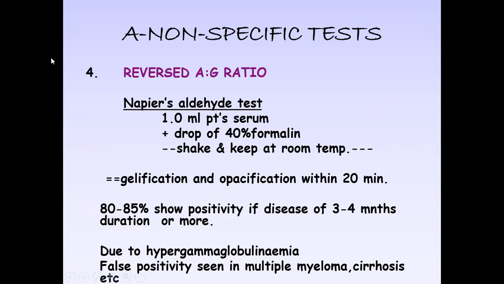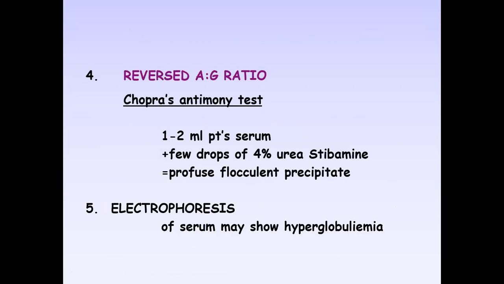We've discussed, then just forget about the description over here. Just remember that another non-specific test is that the albumin globulin ratio is reversed. Then we have the electrophoresis, which may show an increase in the globulins. Normally the albumins are high and the globulins are low, but in this case the globulins increase in quantity and the albumins are low in level. So the electrophoresis will show up the hyperglobulinemia.